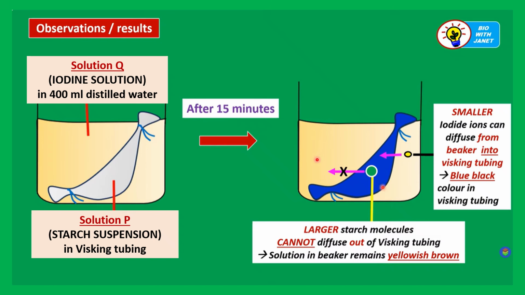However, why doesn't the solution outside, the iodine solution outside, turn blue-black? It's because the larger starch molecules inside the whisking tubing cannot diffuse out of the whisking tubing because they cannot pass through the tiny pores of the whisking tubing. So the solution in the beaker remains yellowish brown, which is actually the color of the iodine solution, but the starch did not diffuse out, right? So this is a good experiment to compare the sizes of the molecules of iodine or iodide ions and the molecules of starch. The sizes are different.